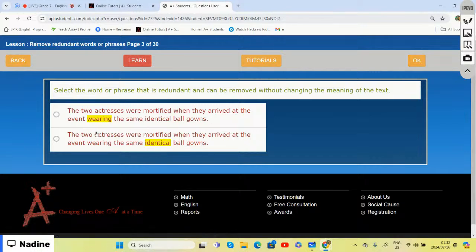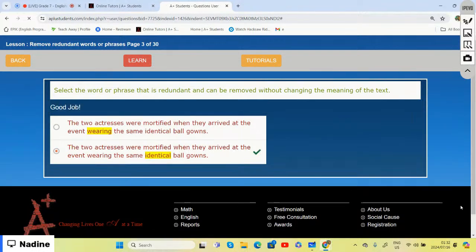All right, so if we were to choose the correct one, then yes, we will choose option two because the same is the same as identical. Yeah, well done.